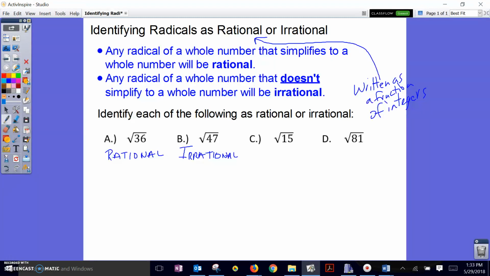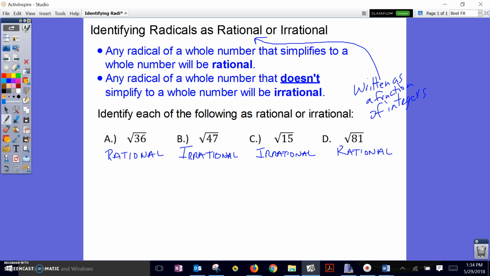Part C, square root of 15. Is there a number that when we multiply it times itself gives us 15? The answer to that question is no, and so this is going to be irrational. And then the square root of 81. Is there a number that when we multiply it times itself gives us 81? The answer to that question is yes. 9 times 9 is 81. And so this one is going to be rational.